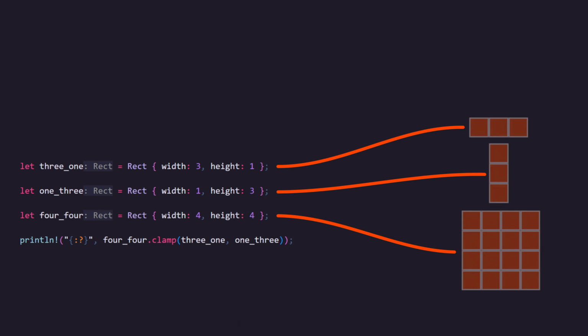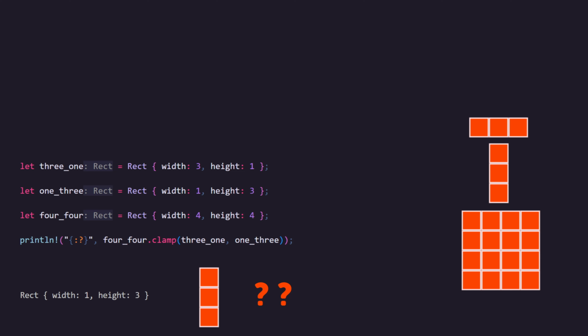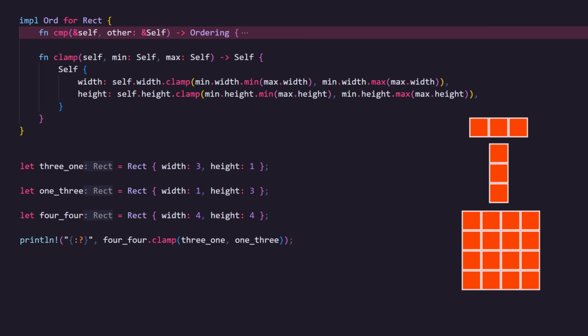However, you may still find some weird behavior with clamp, even if you fixed cmp, so it's another one you might want to override. Here you can see some weird behavior for clamp with our rectangles. Let's fix this by overriding the behavior.